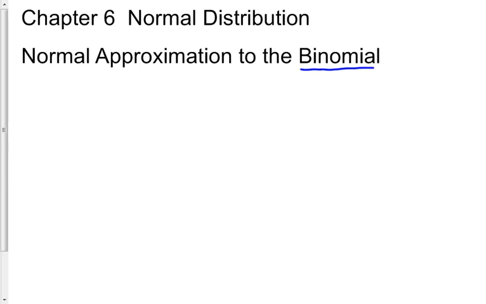First of all, a binomial is discrete, whereas the normal is continuous. So that's one of the differences and why it's only an approximation and not an exact value.